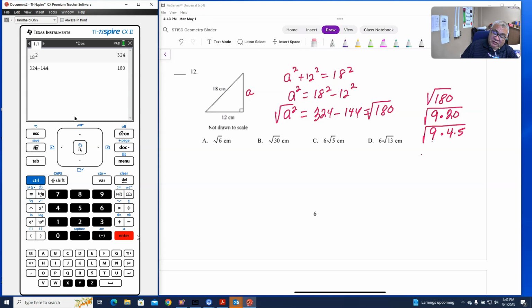The square root of 9 is 3. The square root of 4 is 2. We can't find the square root of 5, so we leave it like that. So it's 3 times 2 is 6 square root of 5.